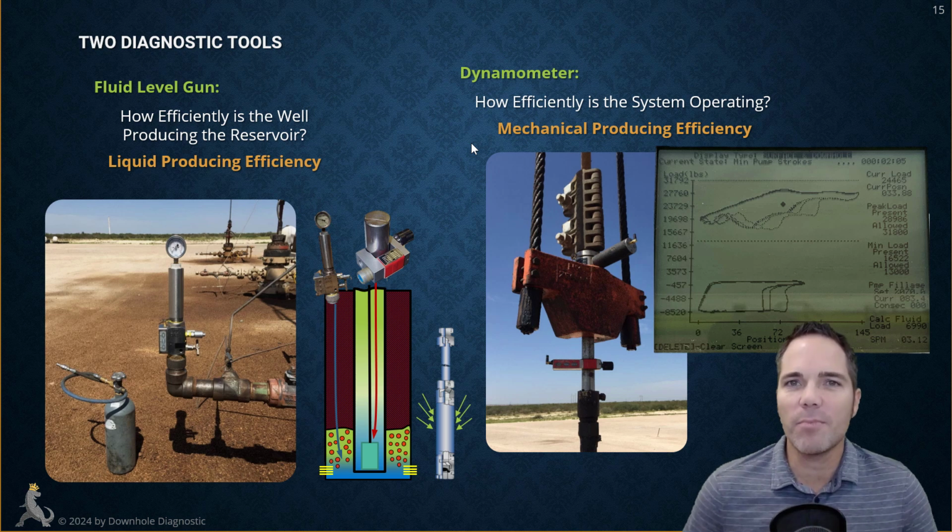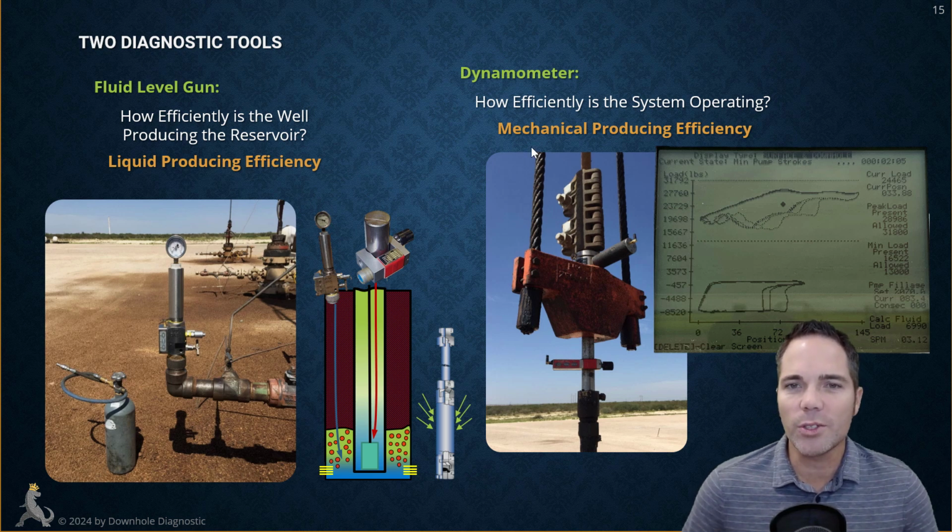So let's look at a scenario. Let's say you have a well that's pumped off, right? And you're getting all your production. Liquid producing efficiency is 100%, but maybe that well's running 100% of the day and it's only got 50% pump fillage. So how efficiently are we producing the well mechanically? Well, we're not. We're only filling the pump with 50% of fluid. We should give that well some downtime and try to maintain 100% pump fillage.